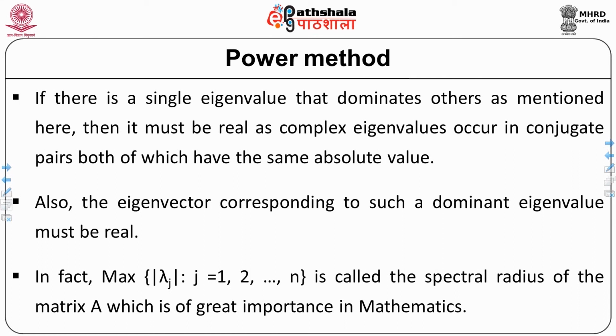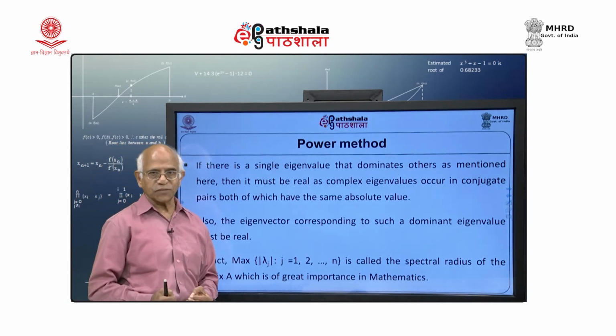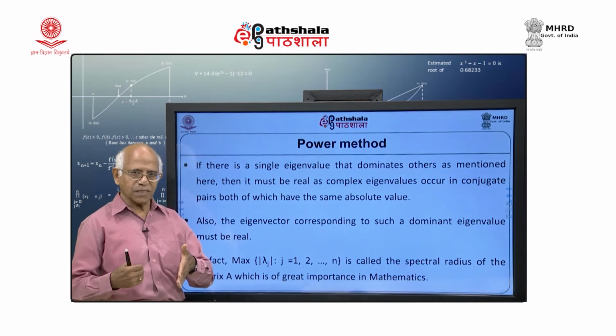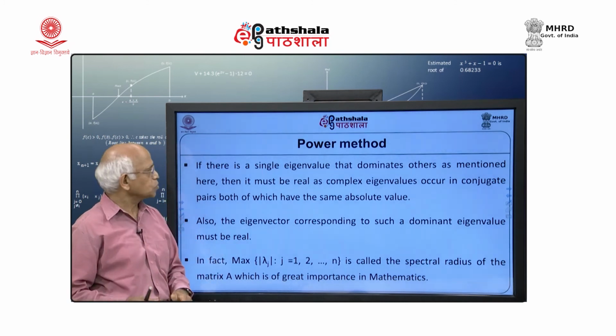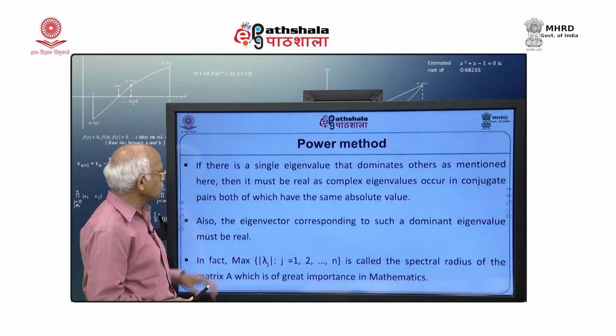Because there is only one such eigenvalue that dominates the others, it must be real, as complex eigenvalues always occur in pairs, and when they occur in pairs their absolute values are identical. Then there would be two eigenvalues with the same absolute value at the highest level, and here it is not so, and therefore we will be considering only real. So, this will be a real eigenvalue.